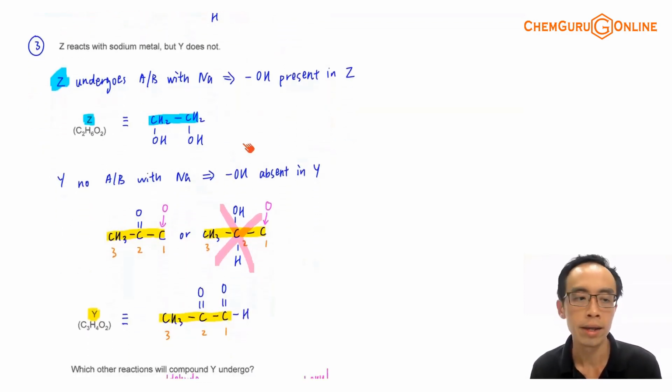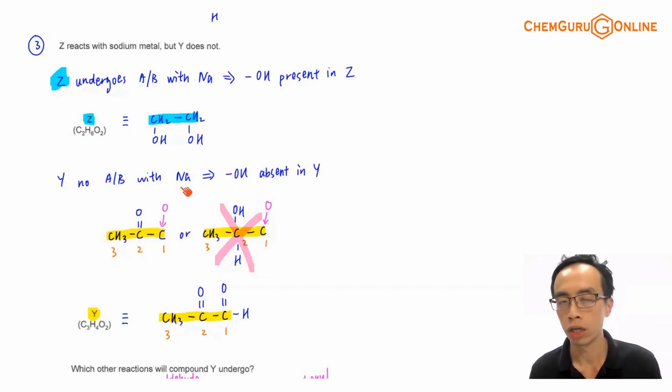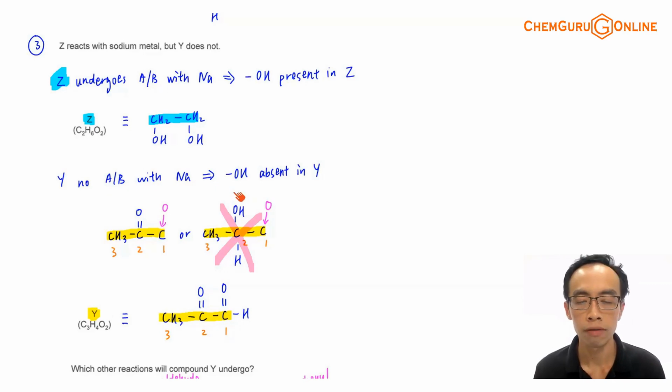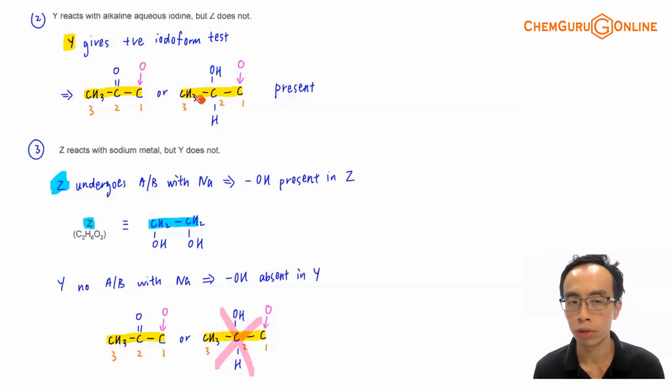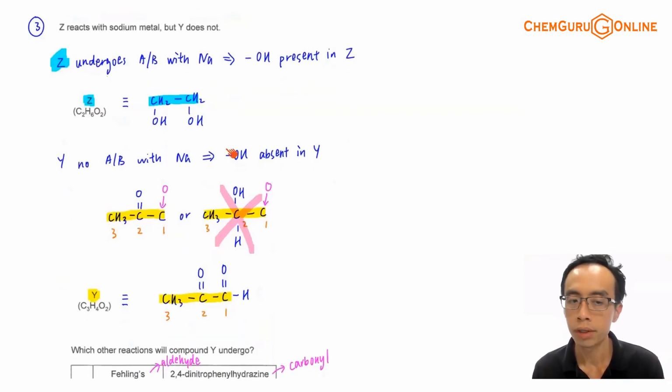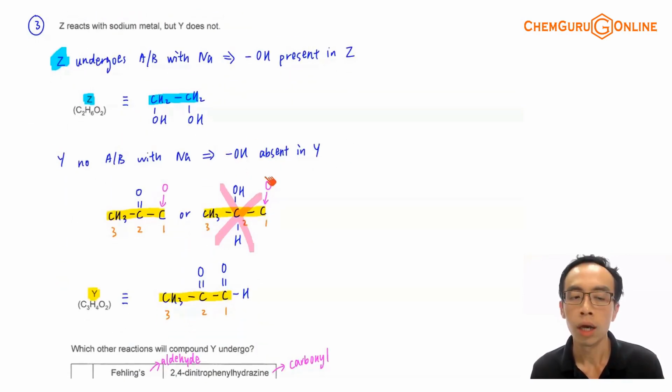Now how about Y? Since Y doesn't undergo acid-base reaction with sodium metal, that means I wouldn't have any alcohol functional group present in Y. So based on the 2 possible structures I have previously, this one can be a carbonyl compound version, this one can be an alcohol version. We're going to reject the alcohol possibility since it doesn't react with sodium metal. Definitely this will be a CH3 C double bond O bonded to carbon with oxygen. Again, since carbon position 1 carries oxygen but it is not an alcohol, it has to be a carbonyl compound, which is my aldehyde.